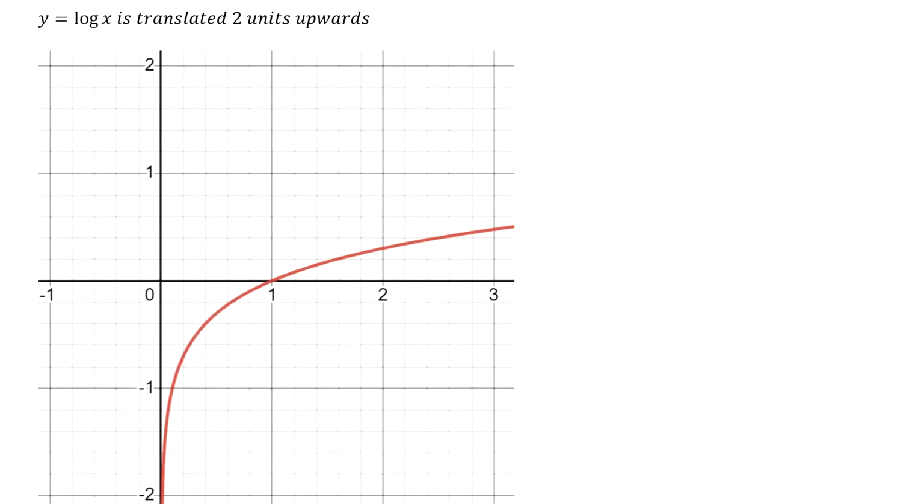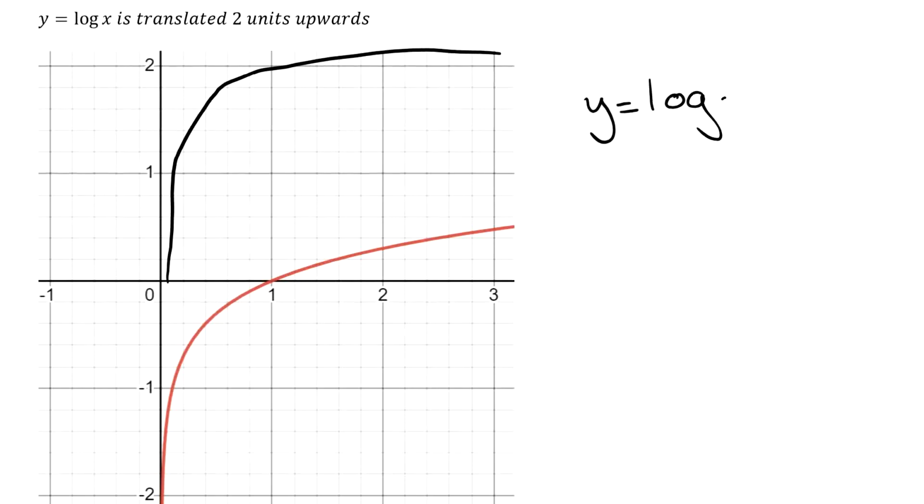Y equals log x is translated 2 units upwards. Instead of focusing on the y-intercept in this case, focus on the x-intercept. Because the graph is translated 2 units upwards, every y value is moved upwards. Therefore, the new graph will be at 2, as shown on the screen. The new equation will be as follows. The +2 indicates that the graph has been translated upwards 2 units.